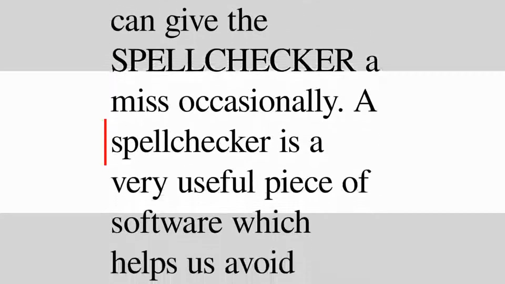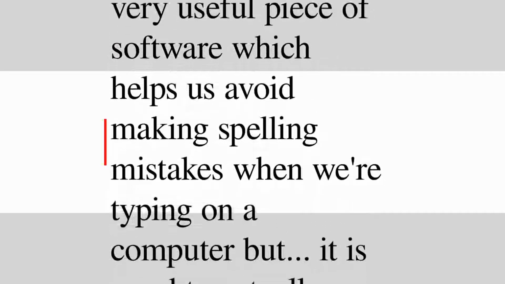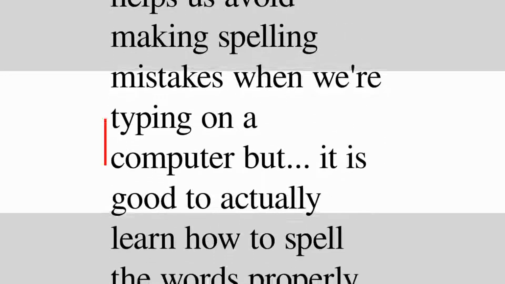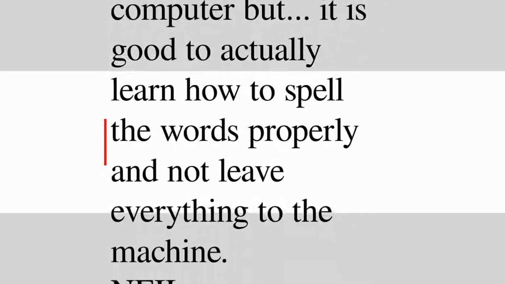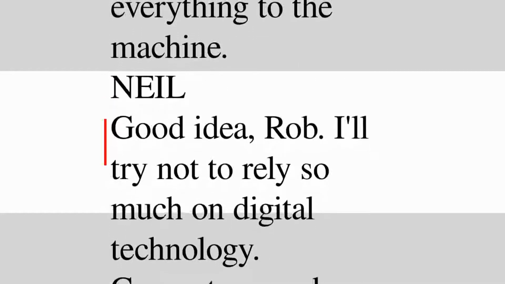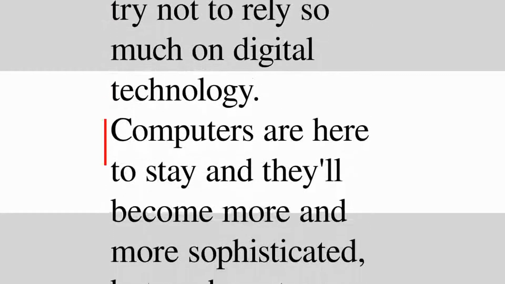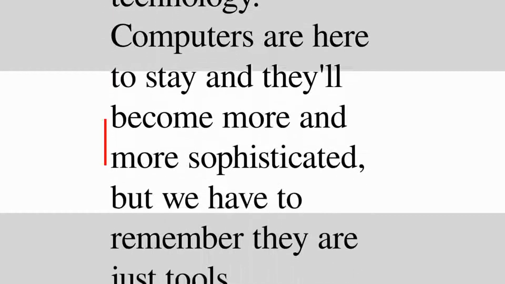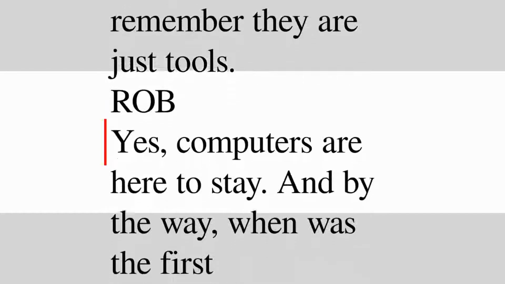A spell checker is a very useful piece of software which helps us avoid making spelling mistakes when we're typing on a computer. But it is good to actually learn how to spell the words properly and not leave everything to the machine. Good idea, Rob. I'll try not to rely so much on digital technology. Computers are here to stay, and they'll become more and more sophisticated, but we have to remember they are just tools.